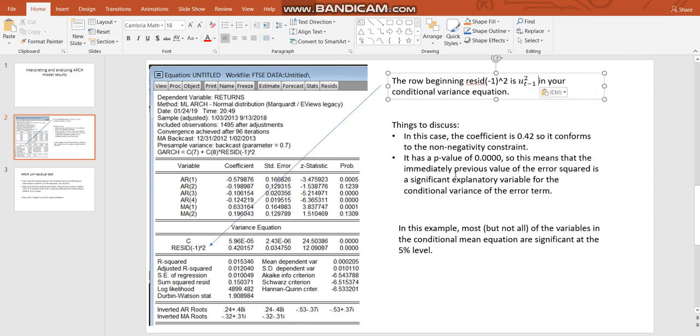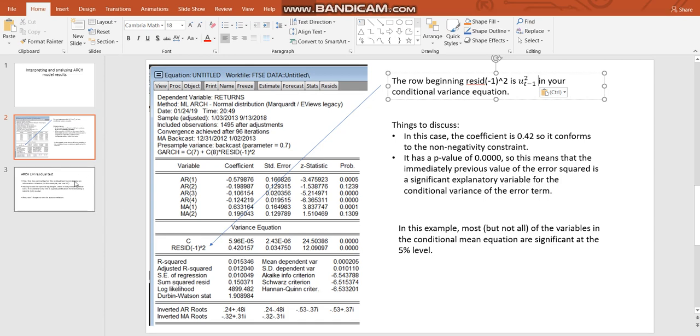So just very quickly, things to discuss. Just comment that the coefficient is 0.42, so it's positive and it conforms to the non-negativity constraint, and also it's significant at the 5% level. So what that means is that the immediately previous value of the error squared term is a significant explanatory variable for the conditional variance of the error term.